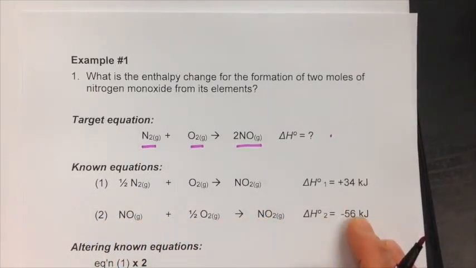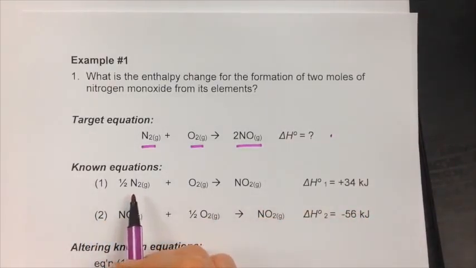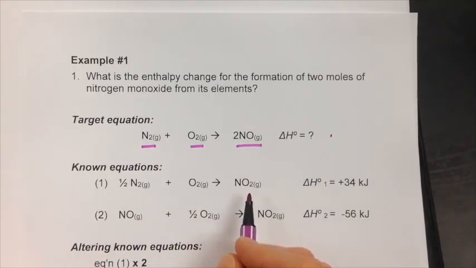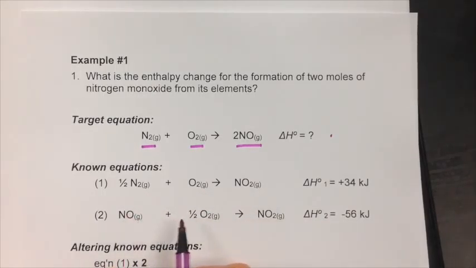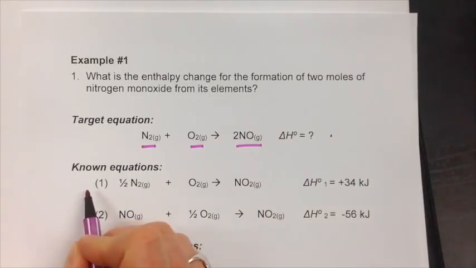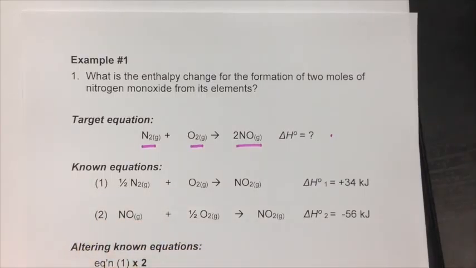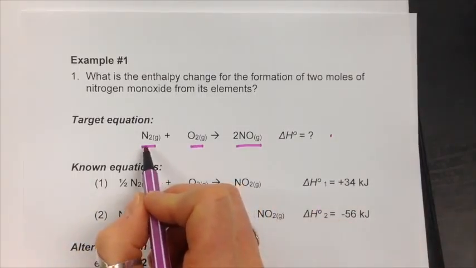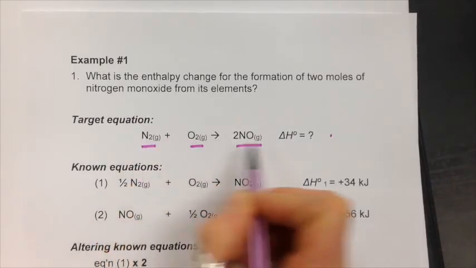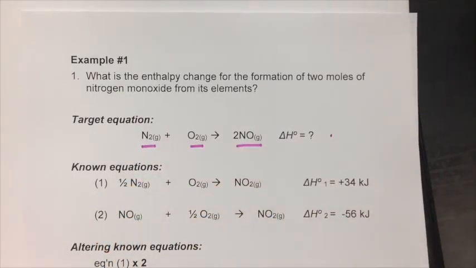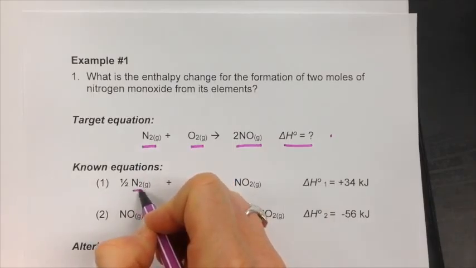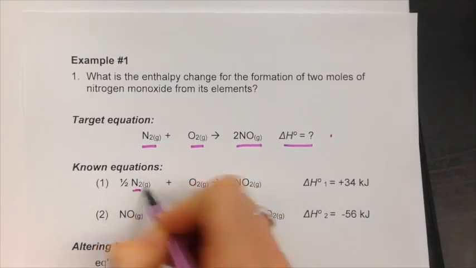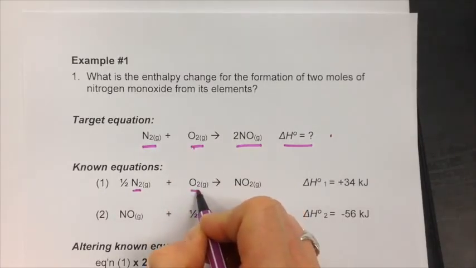We are given two pieces of information. We know the creation of nitrogen dioxide, and we know another way to make nitrogen dioxide. So what we need to think about is how can we manipulate these two equations in order to get the substances that we want for reactants and for products to find out the target enthalpy. So to do that, we simply need to take a look at what we need. We need nitrogen. We have it in equation 1. We're going to need an oxygen. We have it here as well.